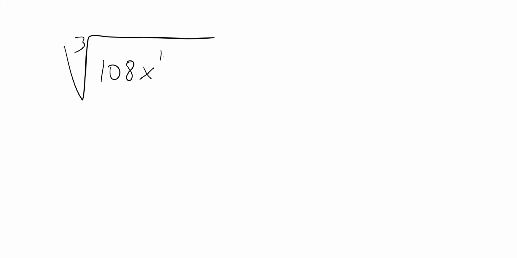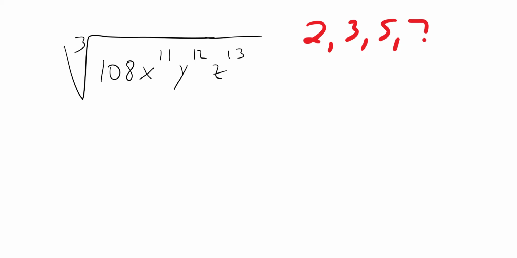So real quickly, if I did the cube root, let me come up with a good one here. The cube root of 108, x to the 11th, y to the 12th, z to the 13th. That's a good problem. So let's deal with the 108 first. I'm going to write these numbers out here: 2, 3, 5, and 7. Okay. So let's start splitting it up.